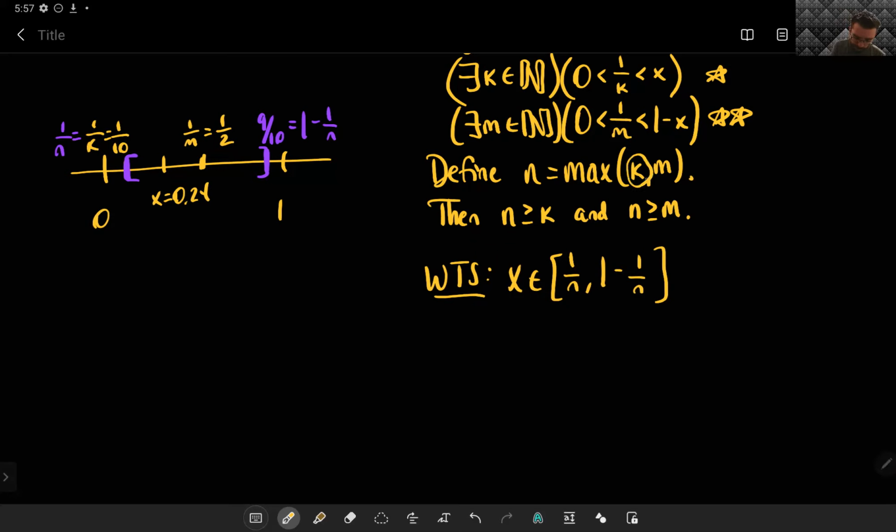If k was 10 and m was 2, then n would be the greater one, 10. And is it true that 10 is greater than or equal to 10? Yeah, it's equal to. Is it true that 10 is greater than or equal to 2? Yeah, 10 is greater than 2. So that should be okay. Let's type this down.